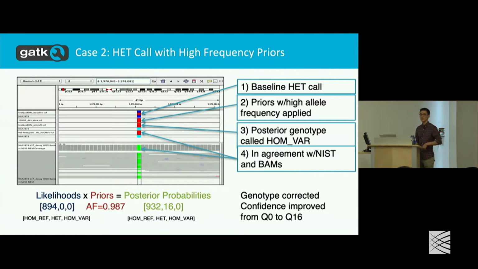What does the Q stand for? Is this the Phred score? Yeah.